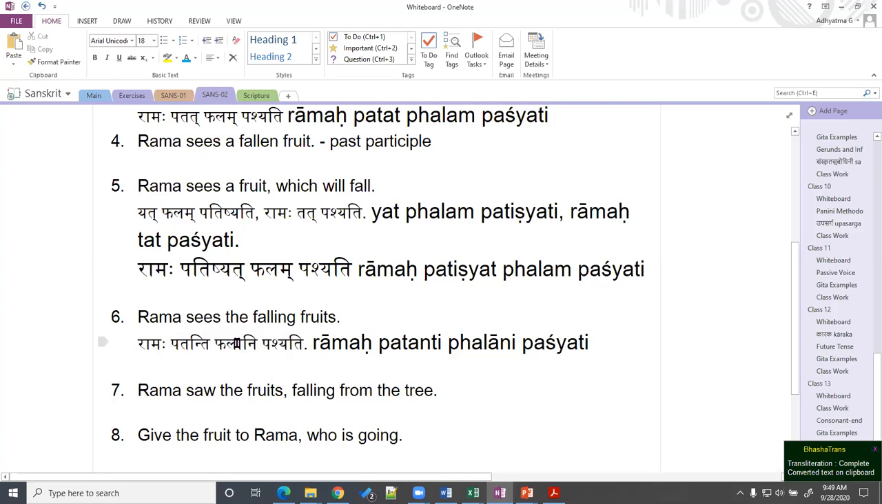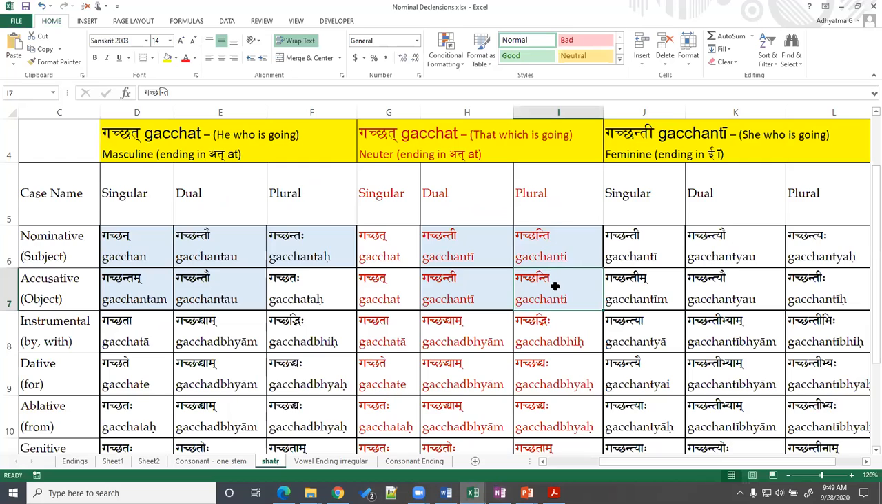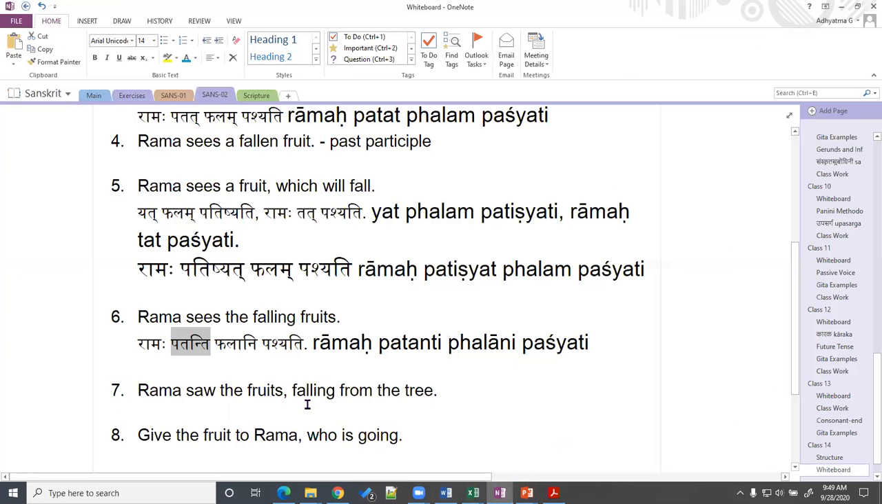Now pay attention to this. It can seem confusing because patanti can also be the third person singular verb form, and it can also be, like gachanti here, the second person or first person plural of the participle. How would you know, given a sentence, what this is?